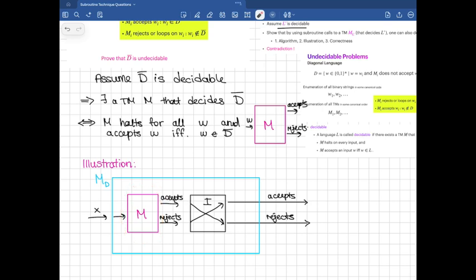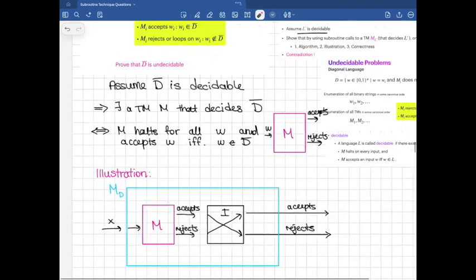So this by itself is the contradiction. And why? Because we know for a fact that the diagonal language is undecidable. If we have a Turing machine that decides the diagonal language, then what is this? This is complete nonsense, because this is a contradiction. Because we know that D is undecidable, right? And we cannot have a Turing machine for that.